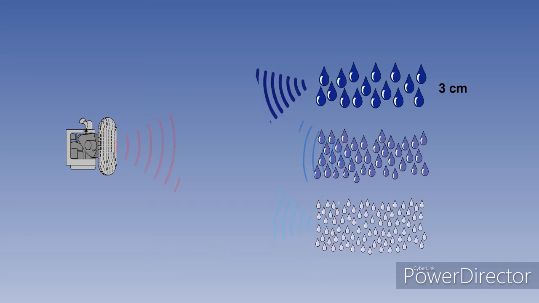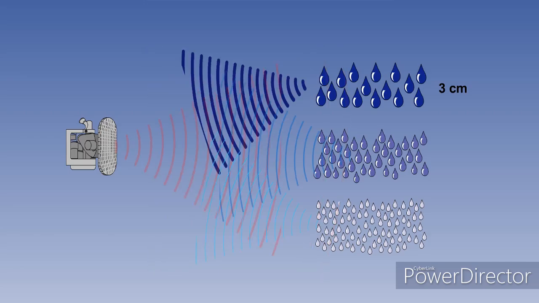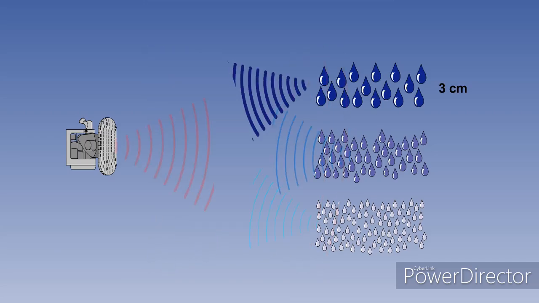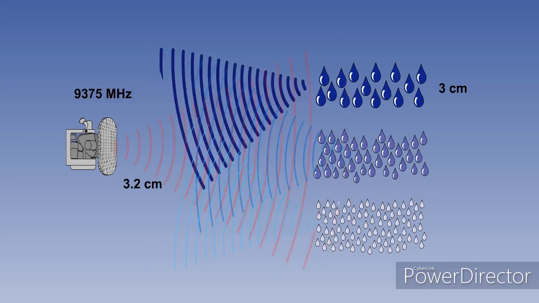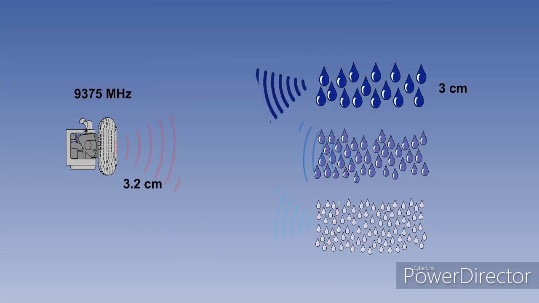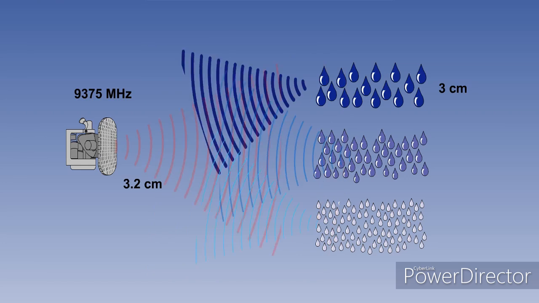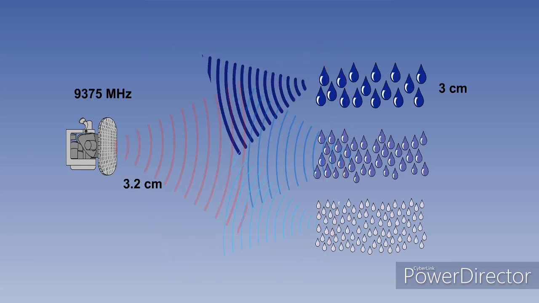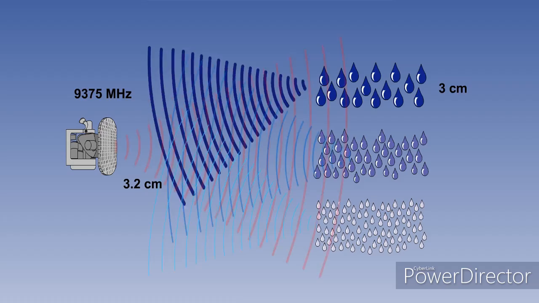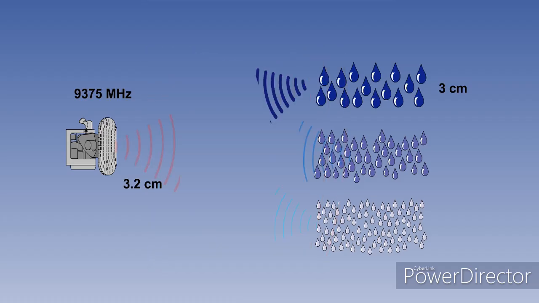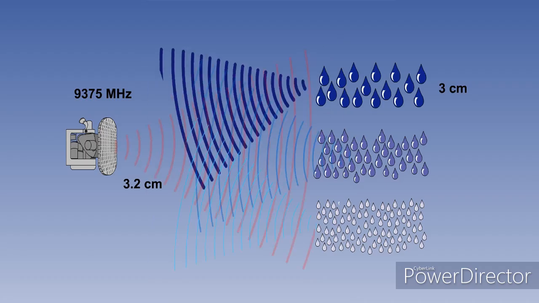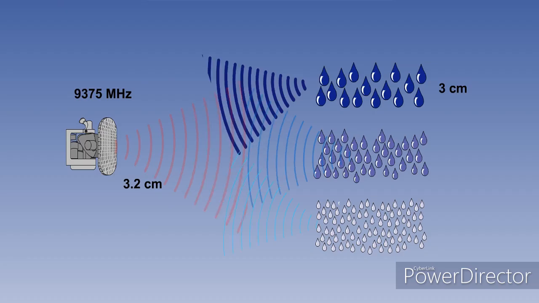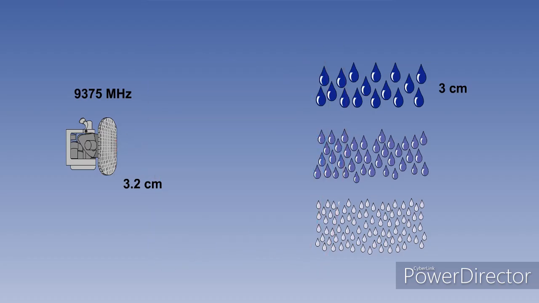These have a diameter of about 3 centimeters, and so the ideal wavelength is the same size. A typical frequency used is 9375 MHz, which produces a wavelength of 3.2 centimeters. A higher frequency would produce returns from smaller droplets, whereas a lower frequency would fail to produce sufficient returns to highlight the area of turbulence.